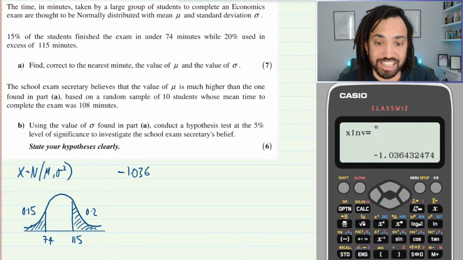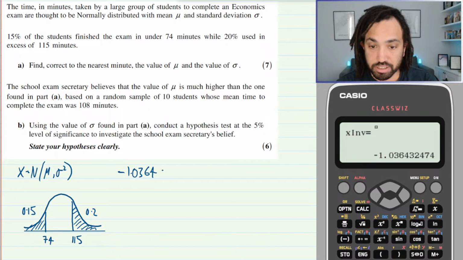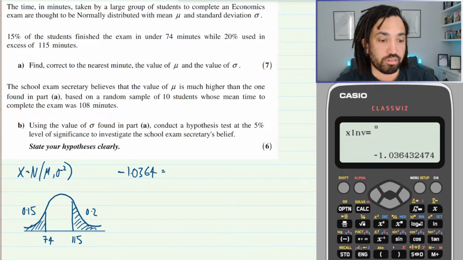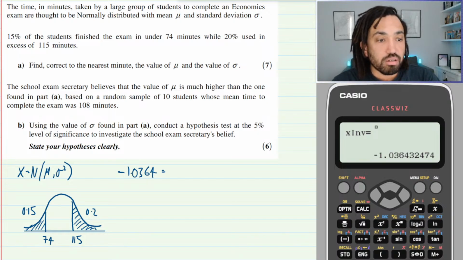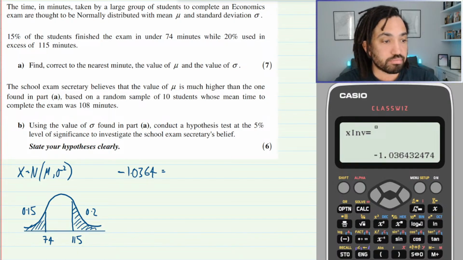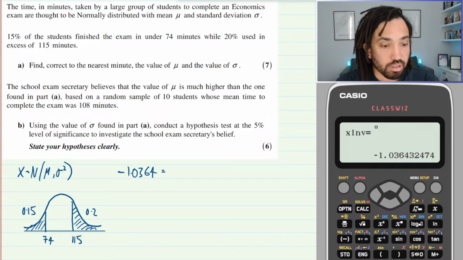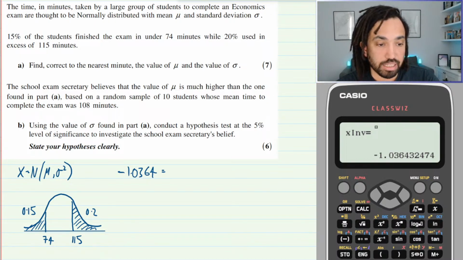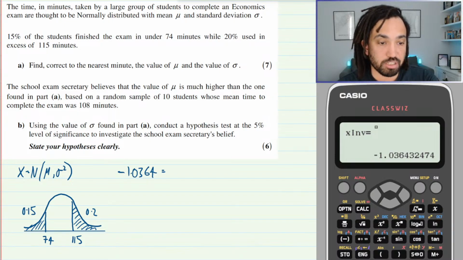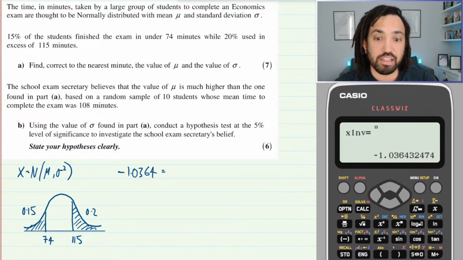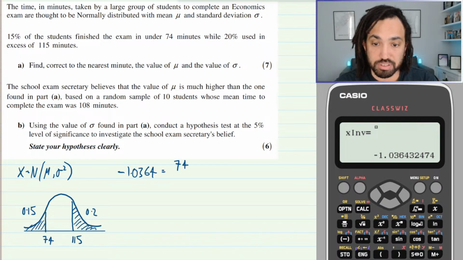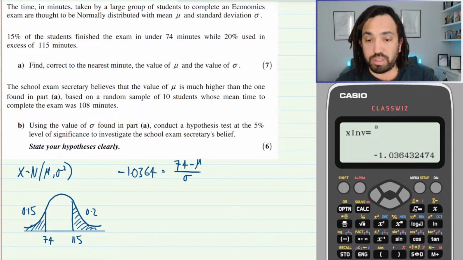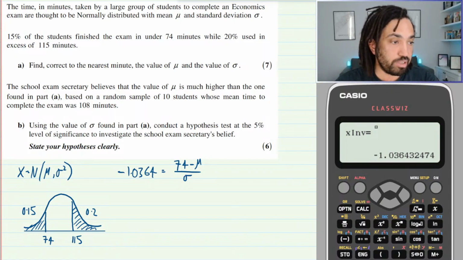What's the formula that links the Z values to the X values? It's not given in your formula book, so you do need to know this. What is that formula? Z equals X minus mu over sigma. Love it, exactly. So we have the X value for that one, which was 74, minus mu over sigma, like so. And that's all we could do with that because we've only got two unknowns there.